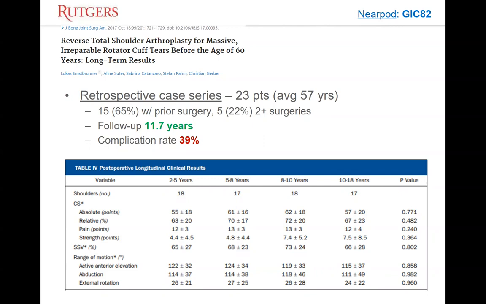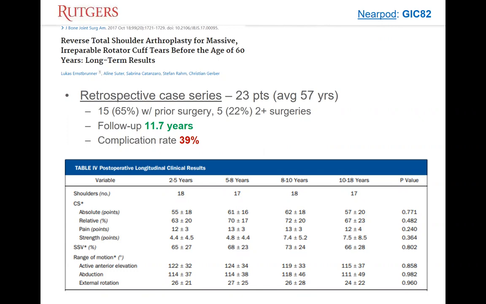All of the scores improved from baseline and were sustained throughout the follow-up. Prior surgery did not seem to affect the scores negatively, but did correlate with higher pain levels. They did report a complication rate of 39%, but said that there was no difference between those with and without prior surgeries. 95% of the patients had scapular notching by final follow-up, and the reoperation rate was 26%.